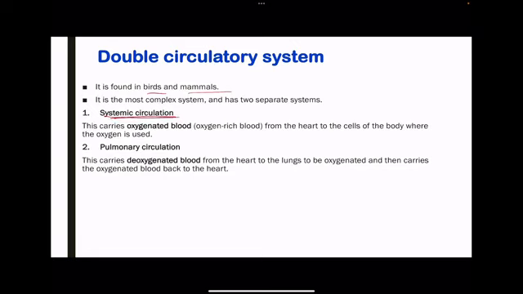The systemic carries oxygenated blood, which is oxygen-rich blood, from the heart to the cells of the body where oxygen is going to be used, and then carbon dioxide is going to be returned to the blood vessels. And then in pulmonary circulation, like the word suggests, pulmonary is connected with the lungs. So this is concerned with carrying the blood away from the heart to the lungs so that the blood can be oxygenated before being returned back to the heart.